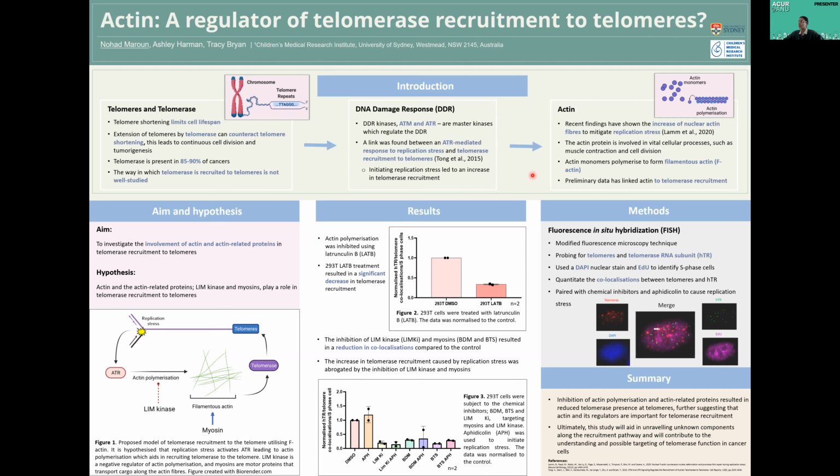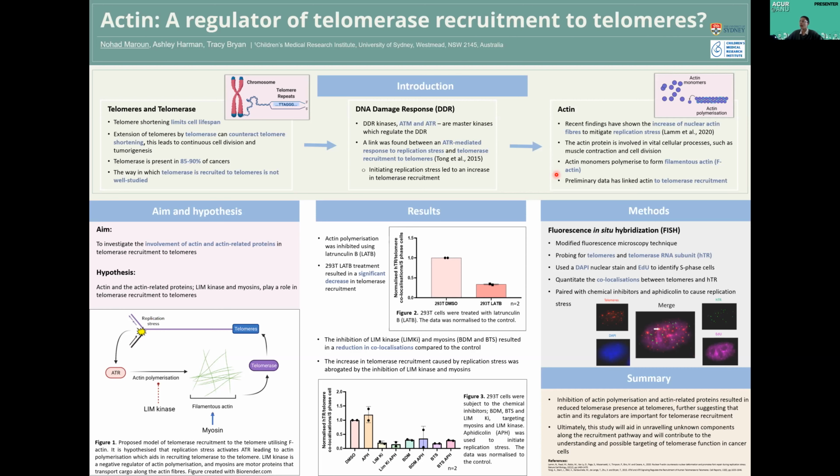Concurrently, there were studies taking place at the Caesar lab, which is also at CMRI, that showed the formation of nuclear actin fibers in response to replication stress. And actin is an abundant protein that's involved in many cellular processes, such as muscle contractions and cell division. It also forms the cytoskeleton of the cell. So actin monomers polymerize, and they form filamentous actin, or F-actin. And our lab has generated preliminary data that has linked F-actin to telomerase recruitment.